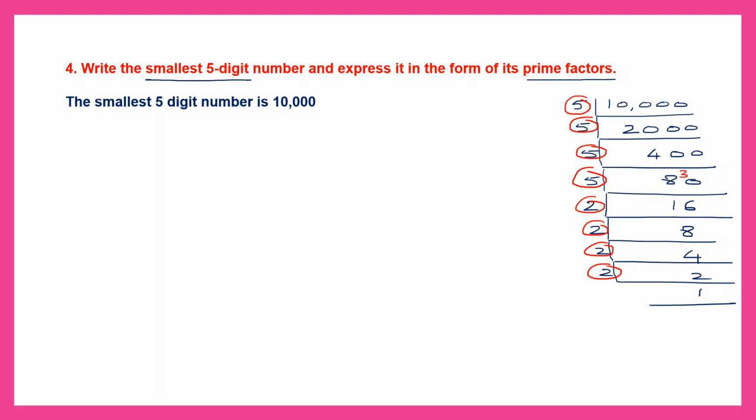So let's write down our prime factors of 10,000. Prime factors of 10,000, we'll start with the smallest number, that is 2. There are 4 2s, 1, 2, 3, 4, and then 5, we have 4 5s, 1, 2, 3 and 4. So these are all the prime factors of the smallest 5-digit number, that is 10,000.